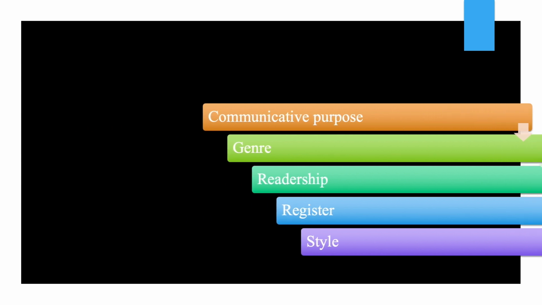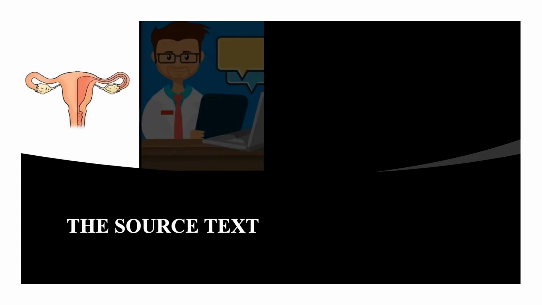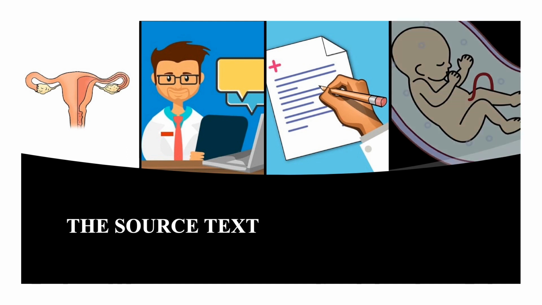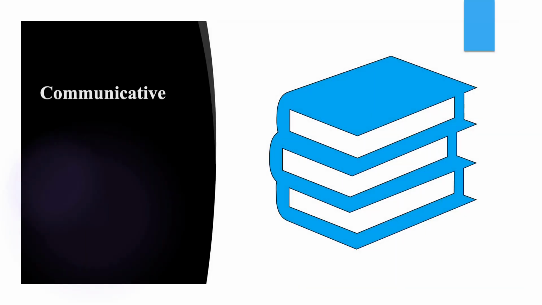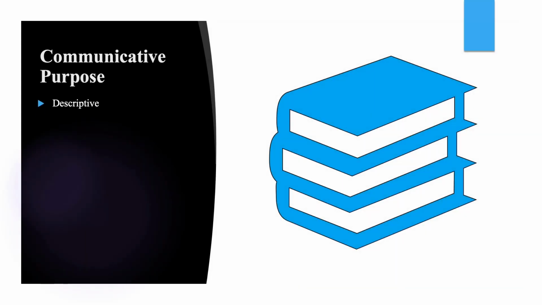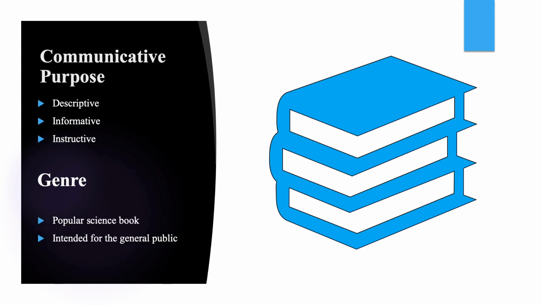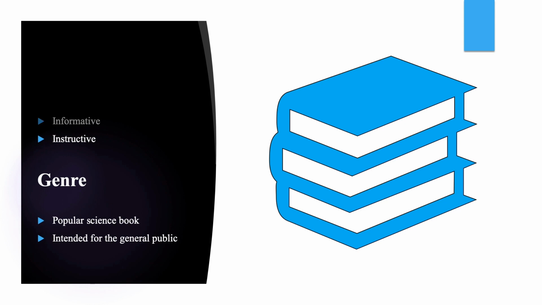The source text aims at describing how the female body works, at describing specific infertility treatment options, and at providing couples with information on how to conceive. It is therefore possible to state that the text in question has several communicative purposes and that it falls into the categories of descriptive, informative, and instructive. As far as genre is concerned, the text could be defined as a popular science book intended for the general public, which provides the readership with scientific information using familiar terminology and accessible language.